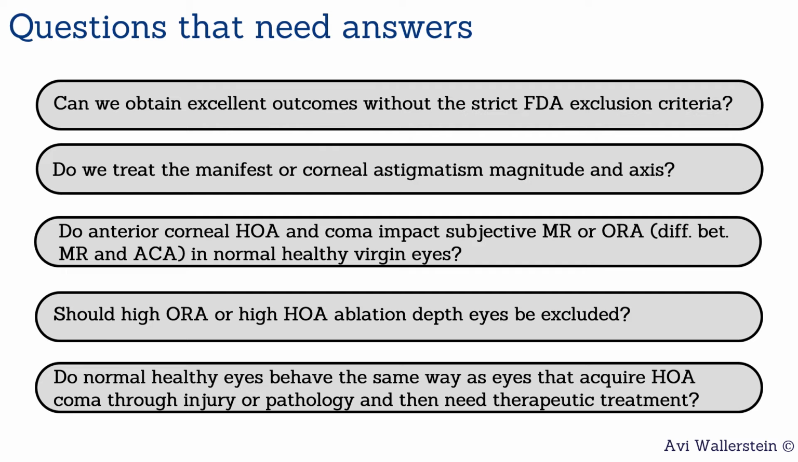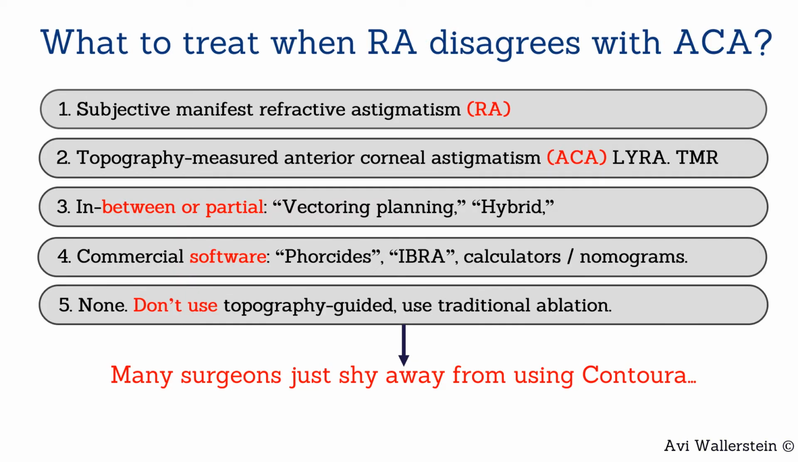Do we treat the manifest or corneal astigmatism magnitude and axis? Do anterior corneal HOA and coma impact subjective manifest refraction or ORA in normal, healthy virgin eyes? Should high ORA or high HOA ablation depth eyes be excluded? Do normal healthy eyes behave the same way as eyes that acquire HOA coma through injury or pathology and then need therapeutic treatment? What do we treat when RA and ACA disagree?